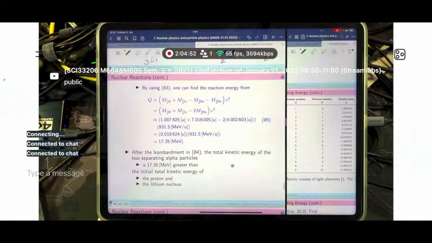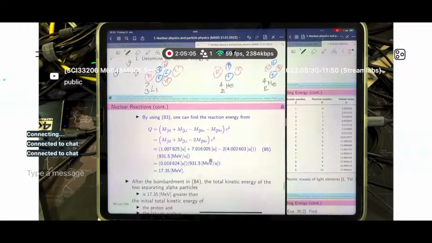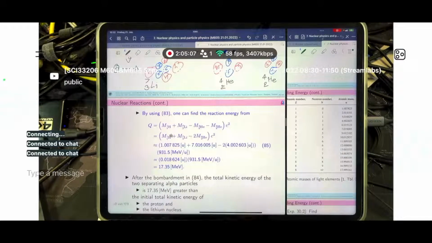After bombardment, the total kinetic energy of the two separate particles is greater than... I don't understand why. Yes, because the mass is greater, so the mass turns to be energy. That is correct. I'm sorry for that. The kinetic energy should be increased by 17.35 because the mass is converted to energy. So it's already correct. I'm sorry for confusing you.